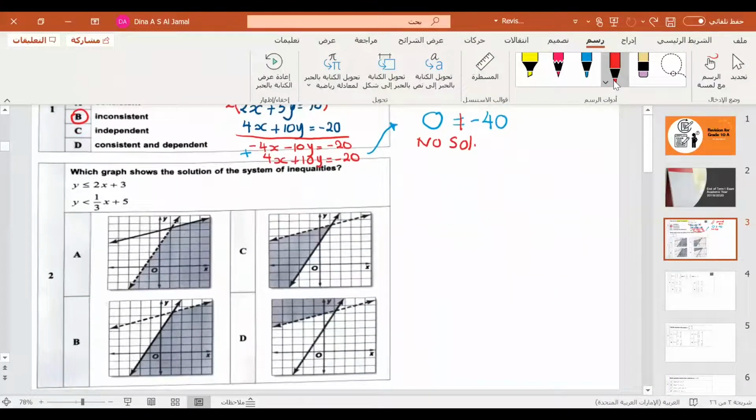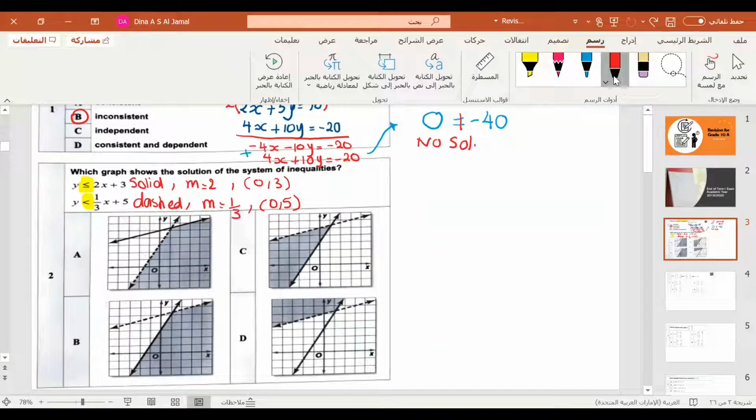Now let's go to this question. Question 2. Which graph shows the solution of the system of inequality? First of all, you are having one of them y less than or equal, and the other one without equal. That means one of the lines should be solid, which is this one, and the other line should be dashed. Let's write the slope of this. It is 2, and here the slope is 1/3. Let's write the y-intercept. Here you are having 0 and 3. Here you are having 0 and 5.